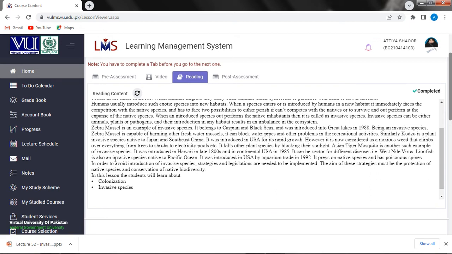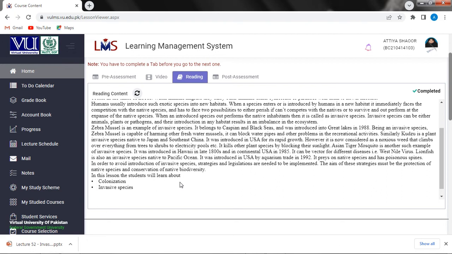Lionfish is also an invasive species native to Pacific Ocean. It was introduced in USA by aquarium trade in... strategies are needed to be implemented. The aim of these strategies must be protection of native species and conservation of native biodiversity.